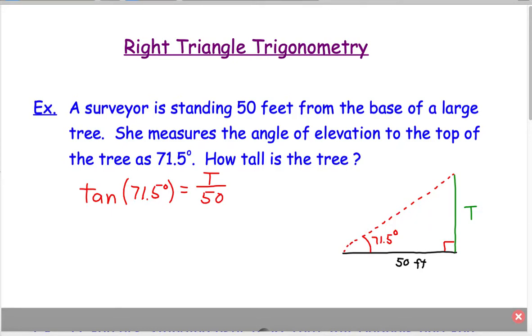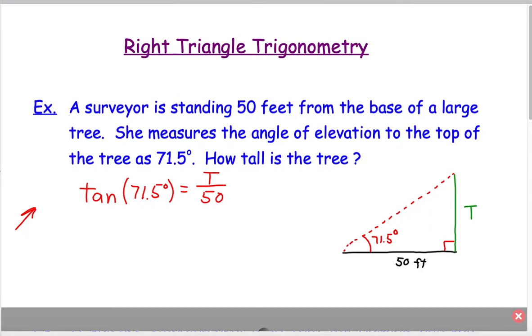Now, one thing I want to make sure that you remember, when I say the tan of 71.5, tangent is a function, and this is the argument or the input to this function. So the tangent of 71.5 degrees returns to me a value, a number. So basically I'm saying a number is equal to T divided by 50. And we need to solve that equation.